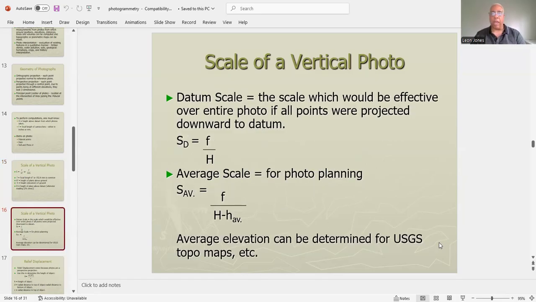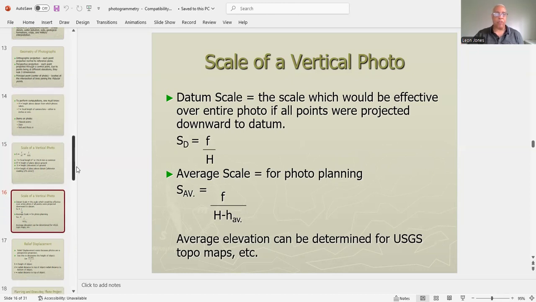Now, the datum scale equals the scale which would be effective over the entire photo if all the points were projected downward to datum. That's S subscript D, which equals lowercase f over uppercase H. Then you have your average scale, and that's for photo planning. That's S subscript AV equals f over uppercase H minus lowercase h subscript AV. Also, average elevation can be determined from USGS topo maps, etc.